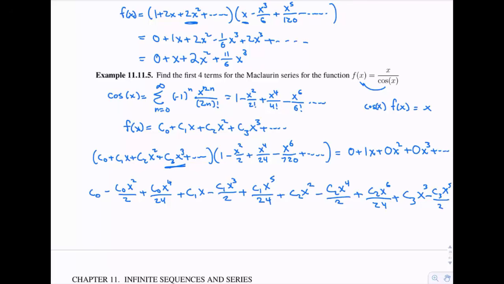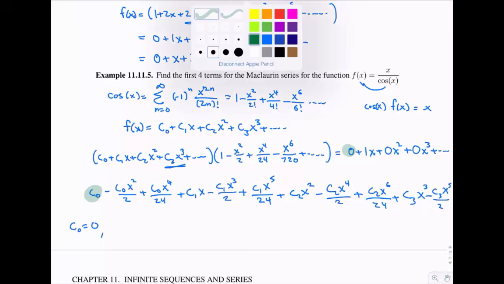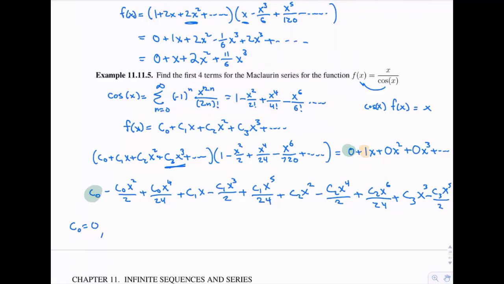Okay. And the idea, again, is that this needs to be equal to just x, which is 0 plus 1x plus 0x squared plus 0x cubed. So let's get together all of the constant terms. Well, there they are, right? c sub 0 has to equal 0. That's the only way this is going to work out. Okay, how about all the linear terms, all the things with just x to the first power? Well, there's only one of them, right? c sub 1 times x. Well, this tells me that c sub 1 has to be 1.